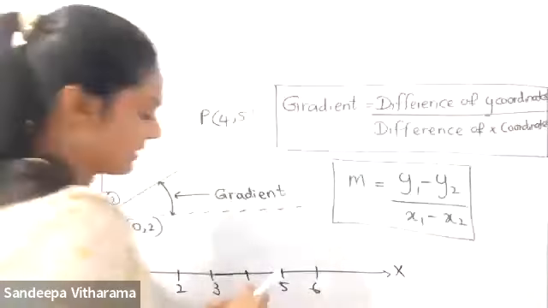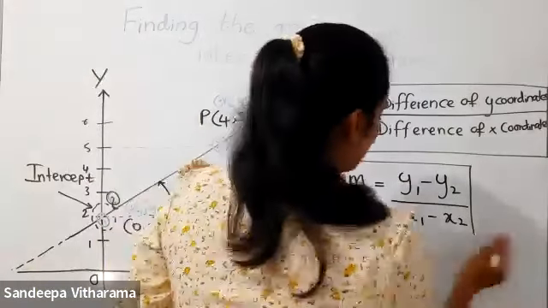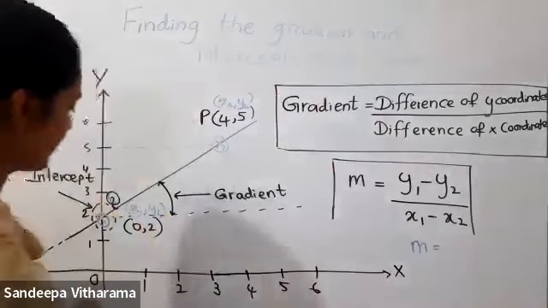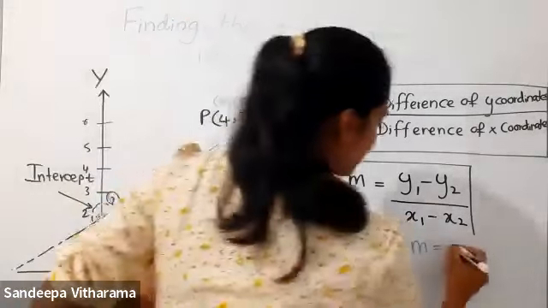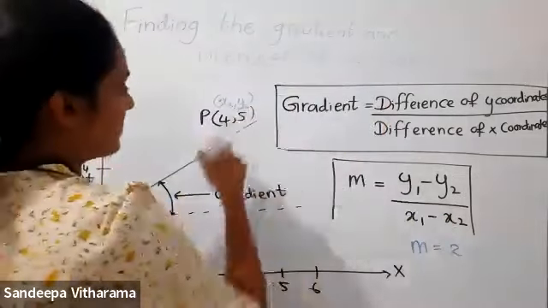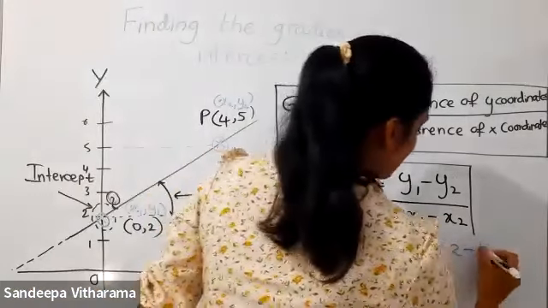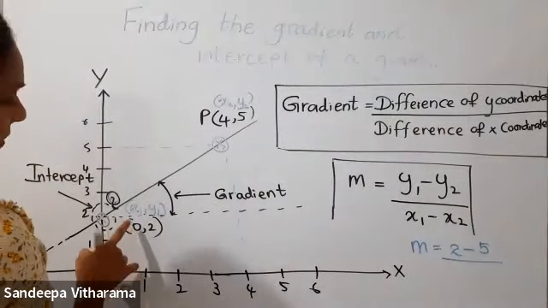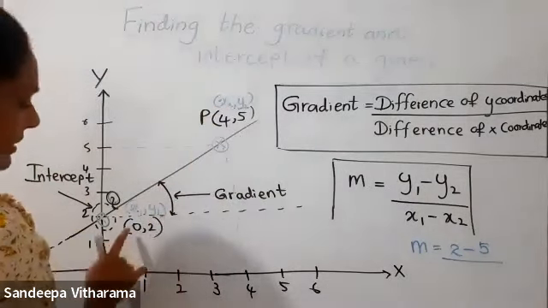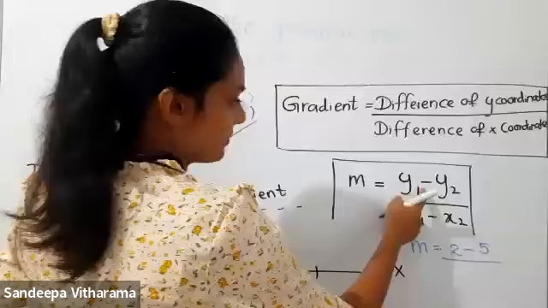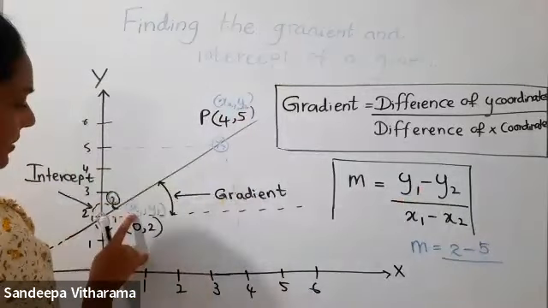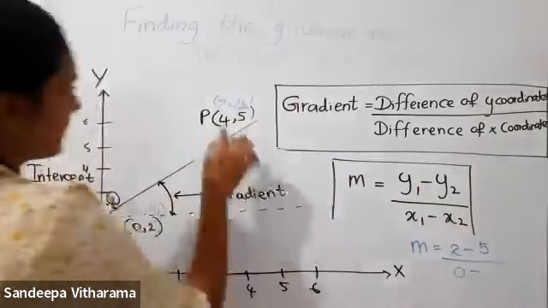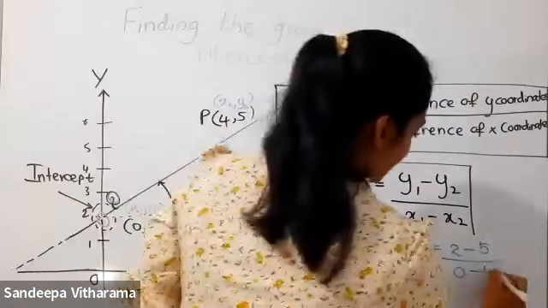Then after, we can do the substitution. Here we are going to find the gradient. It is m. Then what is the y1? It is 2. What is the y2? It is 5. Then 2 subtract 5. Then x1. Don't take x2. Take x1. Because under y1 is x1. So you definitely have to write x1. It is 0. 0 subtract. Here it is 4. Okay.